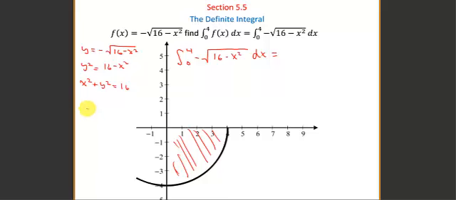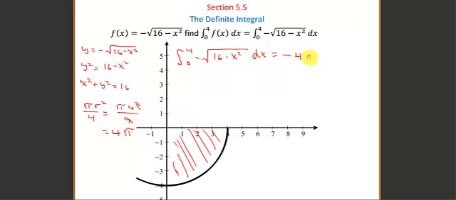Remember that the area of a circle is pi r squared, but in this case, we only want a fourth of it. We don't want the whole thing, just 1/4 of it. So it'd be pi r squared divided by 4, and the radius is 4. So it would be pi times 4 squared divided by 4, and that would be just 4 pi. So the area enclosed here is 4 pi, but since it's below the x-axis, the definite integral will treat it as a negative area. So it'll be negative 4 pi will be the value of this.